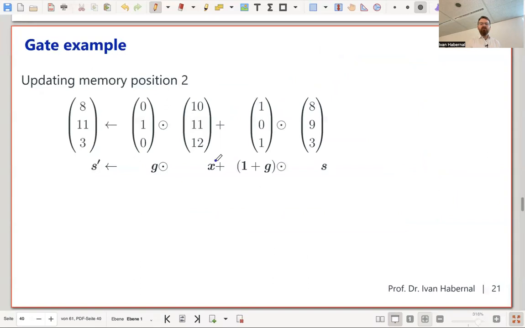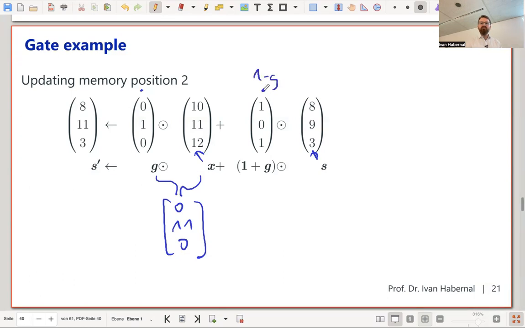Okay, let's start here. So this is X, and this is S, and this is our gate. We don't know where the gate comes from. It's just an example gate. So 0, 1, 0 is the gate. Let's start here. We take the input and multiply by the gate. So what we're going to end up with here is 0, 11, and 0. Okay, everybody knows why? We're masking with the gate.